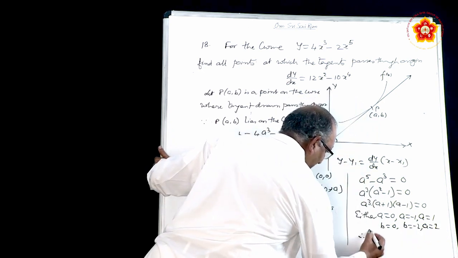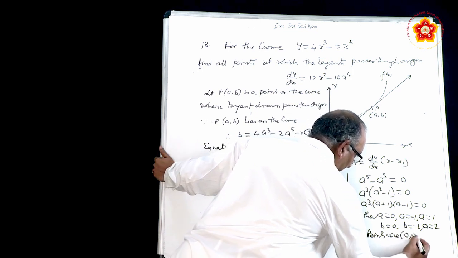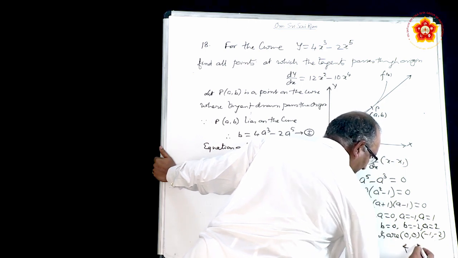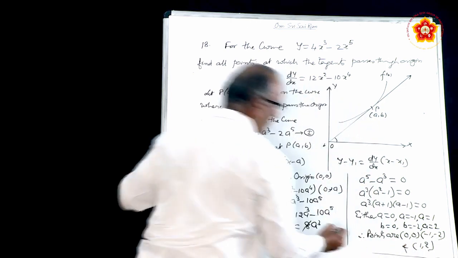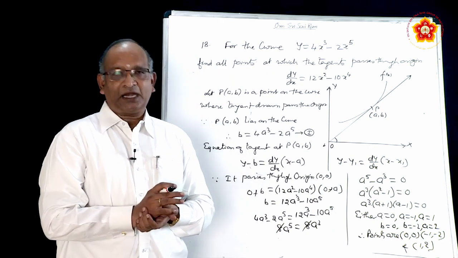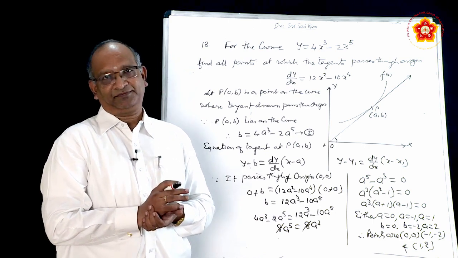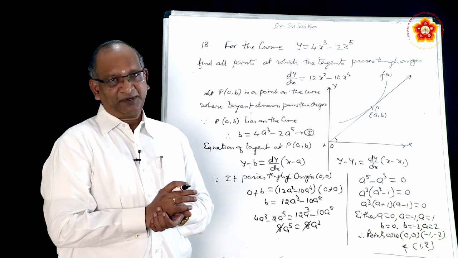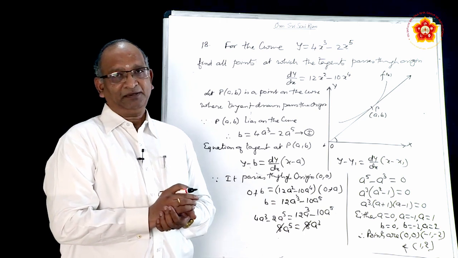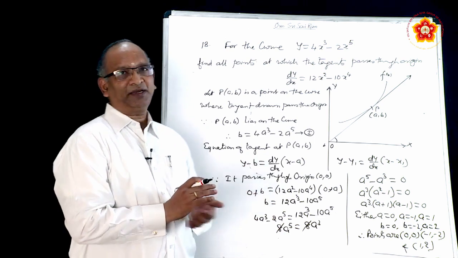Hence, points are (0, 0), (minus 1, minus 2) and (1, 2). So, there are 3 such points. When tangents are drawn at those points, they will pass through origin. So, this is the solution of this particular problem, and even though it appears to be very simple, it involves a lot of calculations. So, we have solved that particular problem.